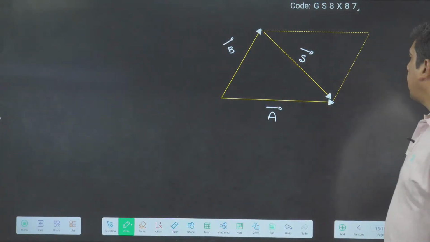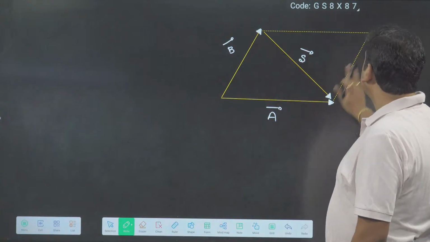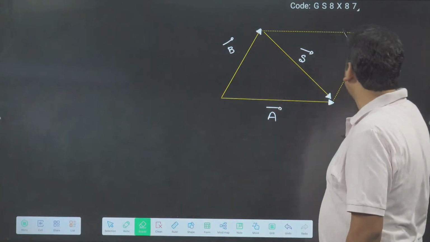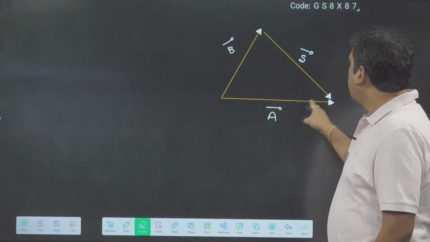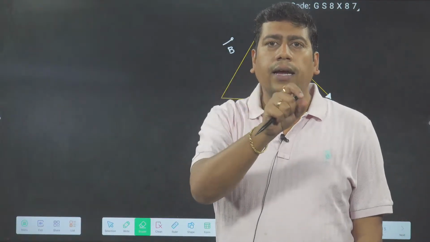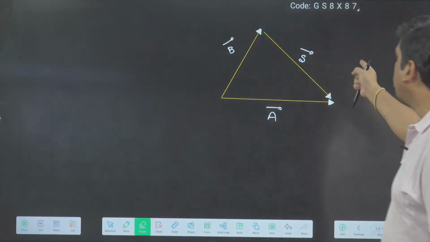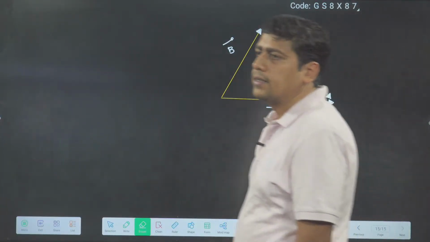Okay. Then tell me, in this triangle, forget about this dotted line for now. Tell me what should be the relation according to vector triangle, according to triangle law. What should be the relation among A, B, and S? We have already done this.